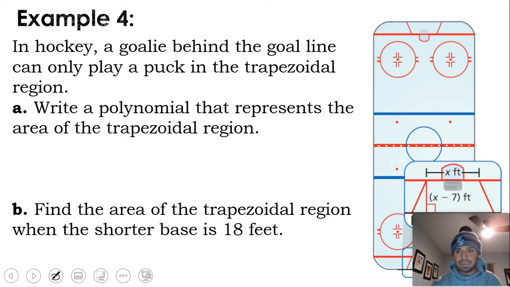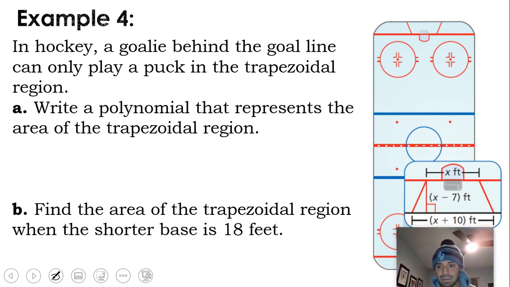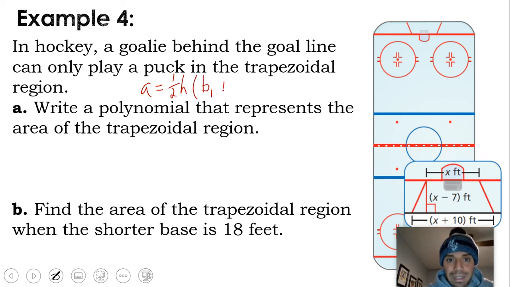Let's look at this example. So we got our hockey rink here. And it says in a hockey game, a goalie behind the goal line can only play a puck in the trapezoidal region. Write a polynomial that represents the area of the trapezoidal region. So we're trying to find the area of this trapezoid here. So the area of a trapezoid is defined as 1/2 h times your first base plus your second base. So trapezoid has two different size bases, right? As we can see here. This base is x, and this base is x plus 10, and then this x minus 7 is my height.